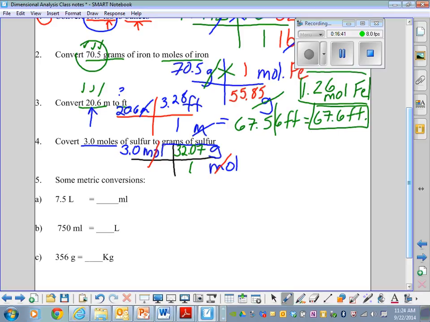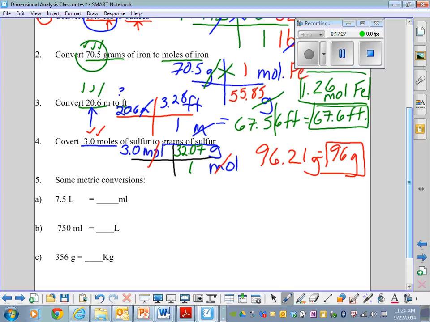Okay, and what's going right on the top? 96.21 grams. Is everybody comfortable with that answer? So how many sig figs? It should be 96 grams. All right. Very nice.